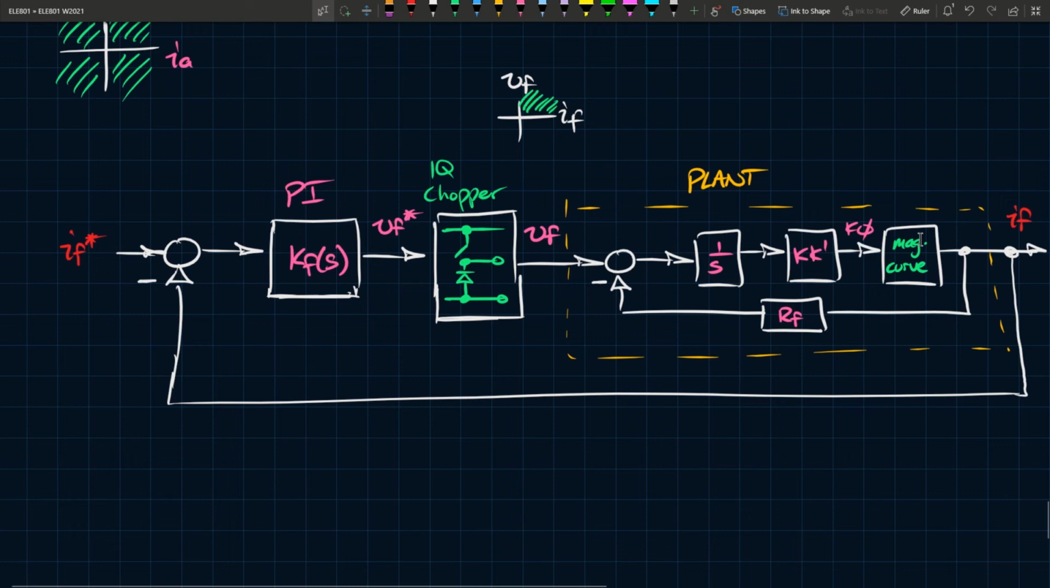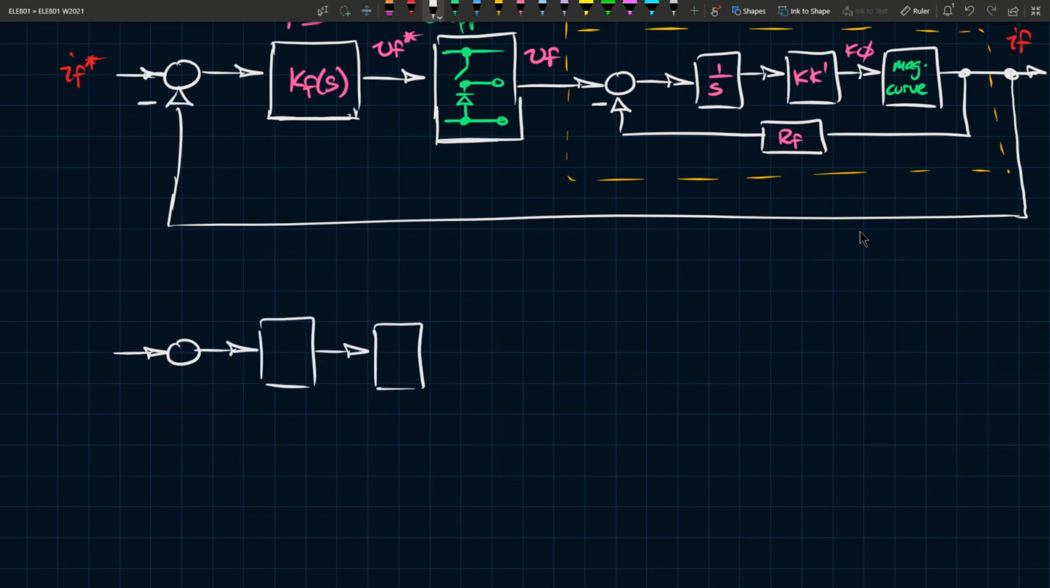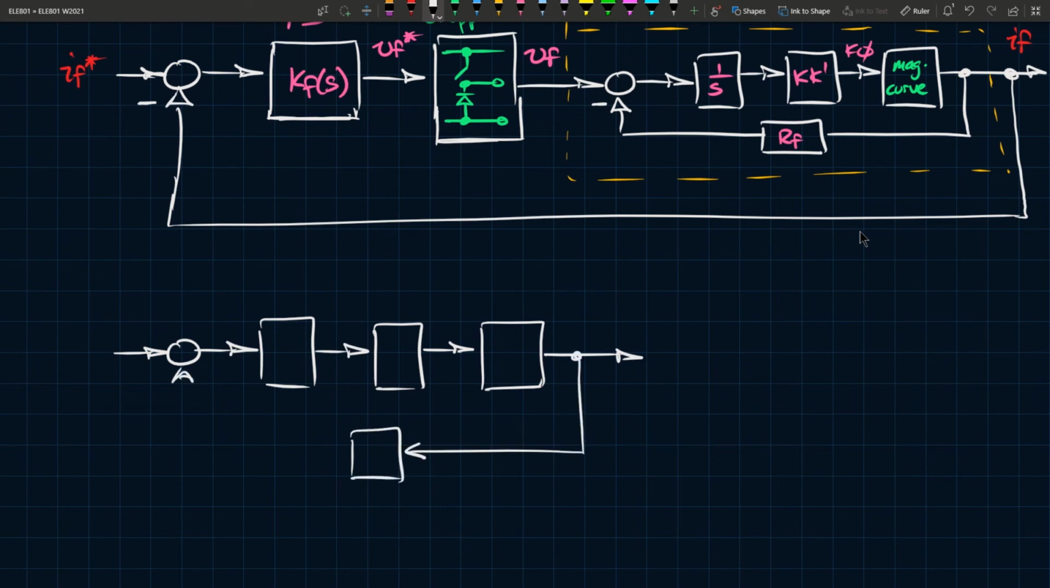If that's the case, then your overall plant can be simplified and you can make a more simplified control loop. The way that we can do that, for instance, is if we consider the plant to look something like this. Again, this is an extra step. You don't necessarily have to, but it's always nice to simplify stuff. So this is the plant that we've drawn in the yellow box.